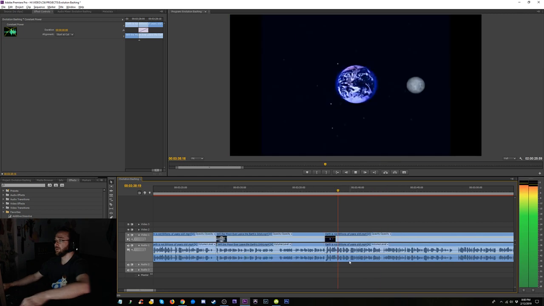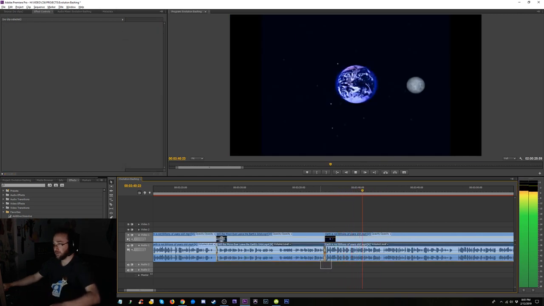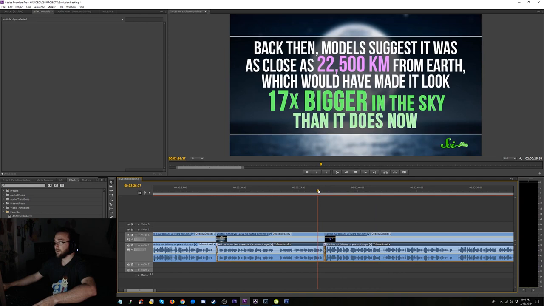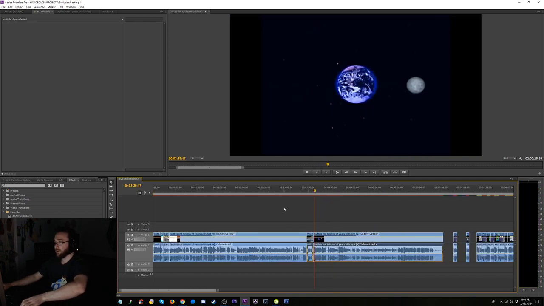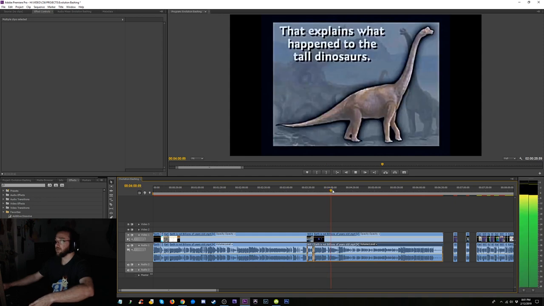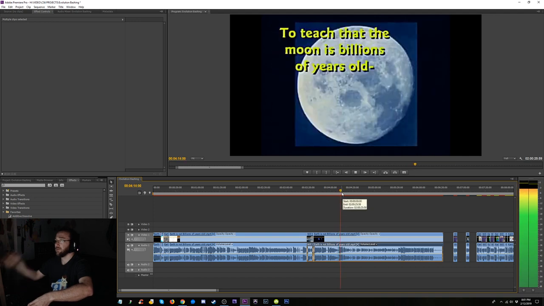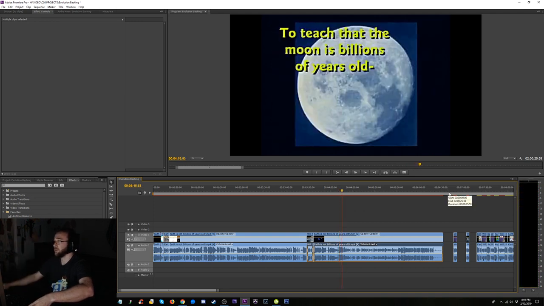Well, if you brought the moon in closer, you'd create a serious problem because there's a law called the inverse square law. Okay. To teach us the Earth, the moon is billions of years old while it's constantly moving away, and nobody knows of any factors that would reverse that situation.